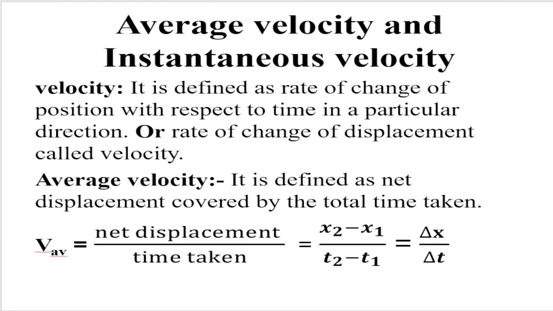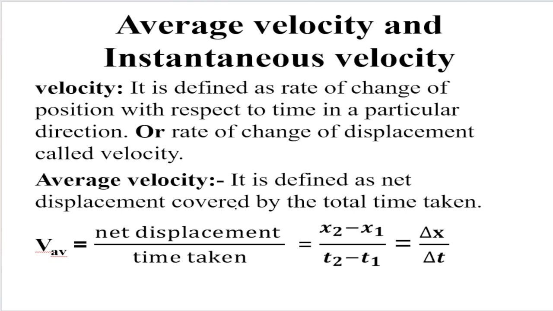हेलो स्टूडेंट। आज हम डिफाइन करेंगे एवरेज वेलोसिटी एंड इंस्टेंटेनियस वेलोसिटी। फर्स्ट ऑफ ऑल वेलोसिटी हमें नोन है। Velocity is defined as the rate of change of position with respect to time in a particular direction, and simply we can say the rate of change of displacement is called velocity.